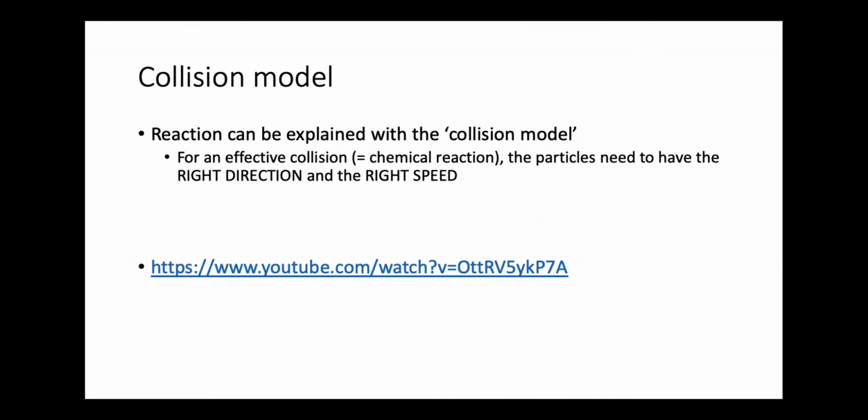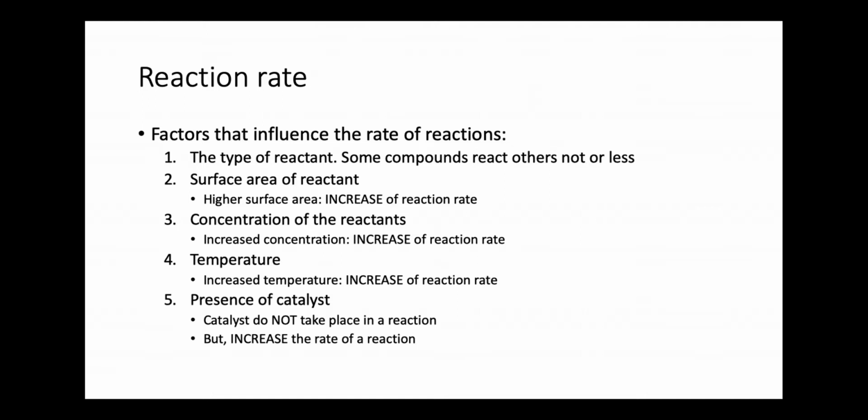So remember, a couple chapters ago we looked at the collision model, that reactions can be explained with the collision model. For an effective collision, that's a chemical reaction, my particles, my reactants, need to have the right direction and speed. If they have a collision, then we have a reaction. When you finish this movie with the explanation, go to this presentation on Schoology and watch this movie. It explains in cartoon style the collision model with the reaction rate and the different factors. Okay, just look at this movie. It's fun.